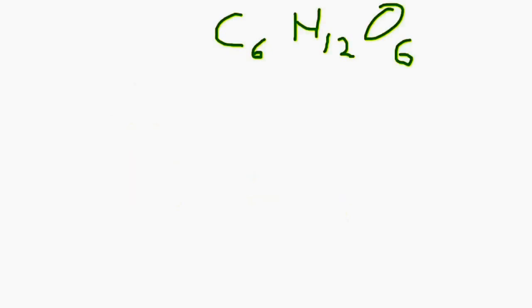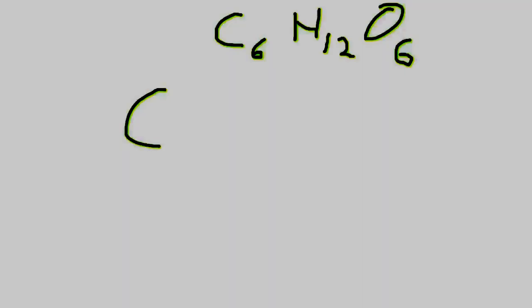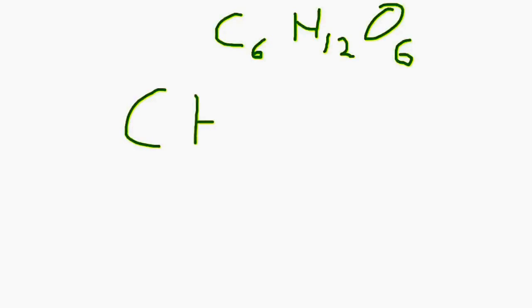We then take this ratio and put it into the formula, and we get C, and we just leave it as carbon because we don't want to put 1 because there's no real reason to. Then we have 2 hydrogen, and again just oxygen for the same reason as carbon.